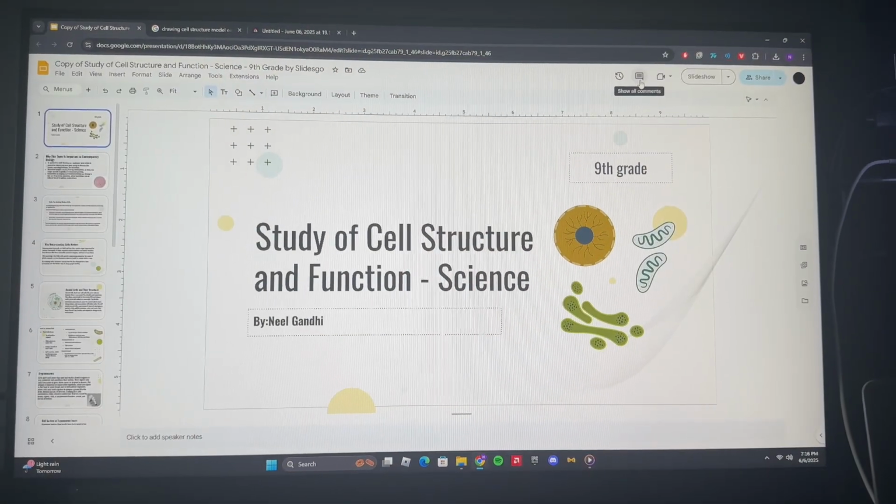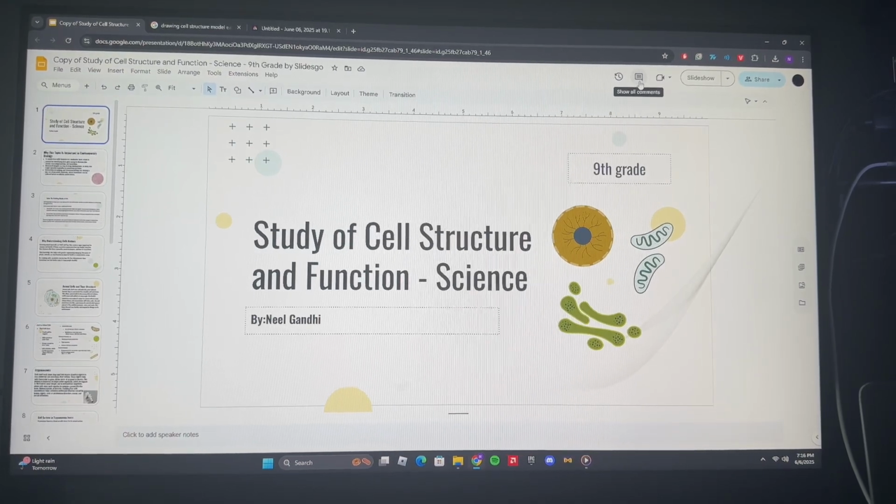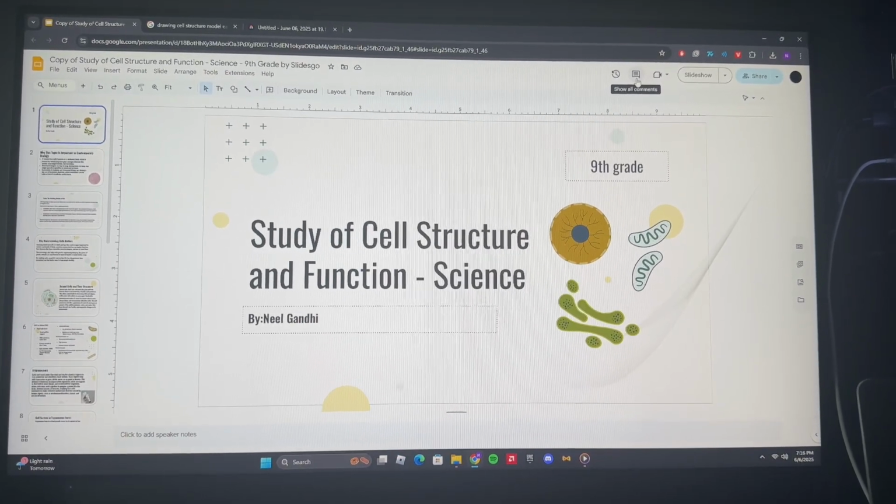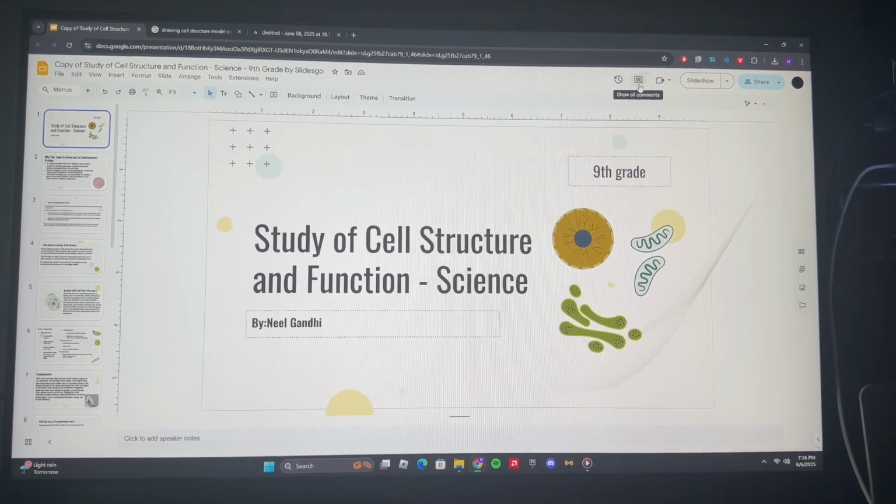What is a cell? Cells are building blocks of life. Every living thing, plant, animal, and human, is made of a cell. Some organisms are just made of one cell, but humans have trillions.